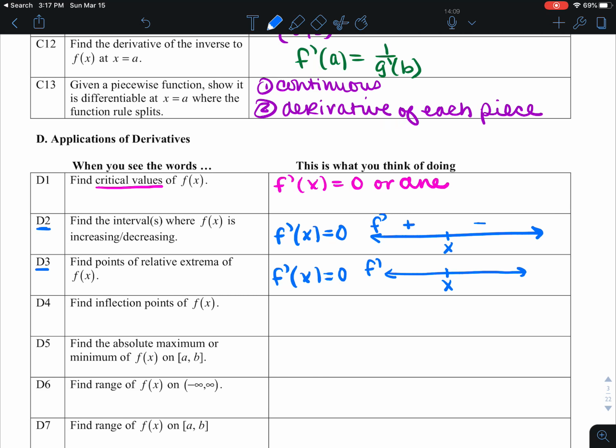This also helps with relative extrema because if we know that a graph is increasing and then decreasing, we know it went up and then went down, that makes this point at x a relative maximum. Now obviously it could go the other way and you would see, I don't know, negative then positive, and it would make it a minimum.